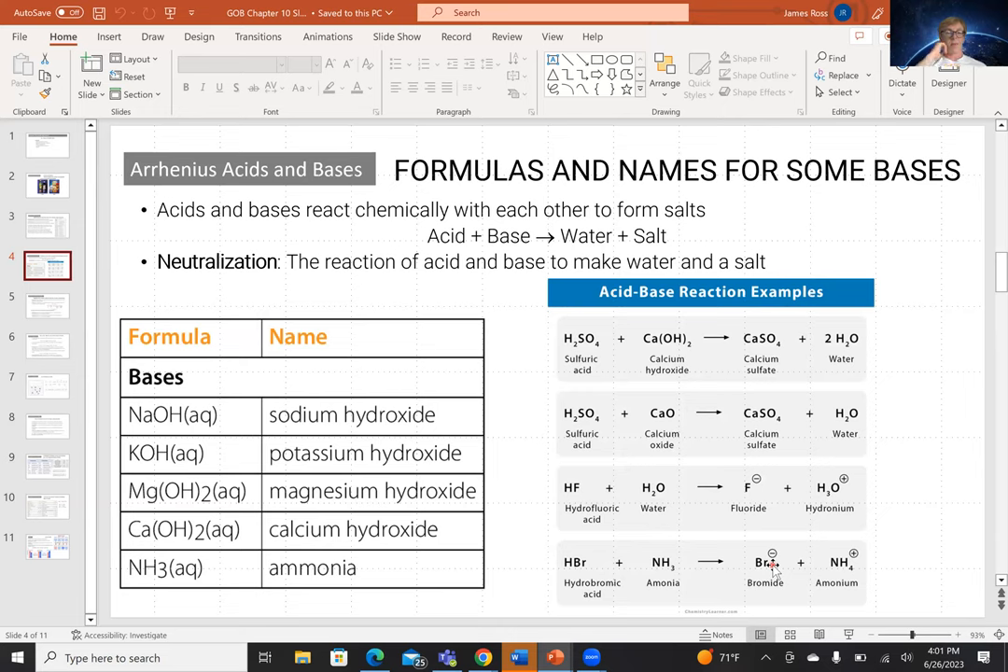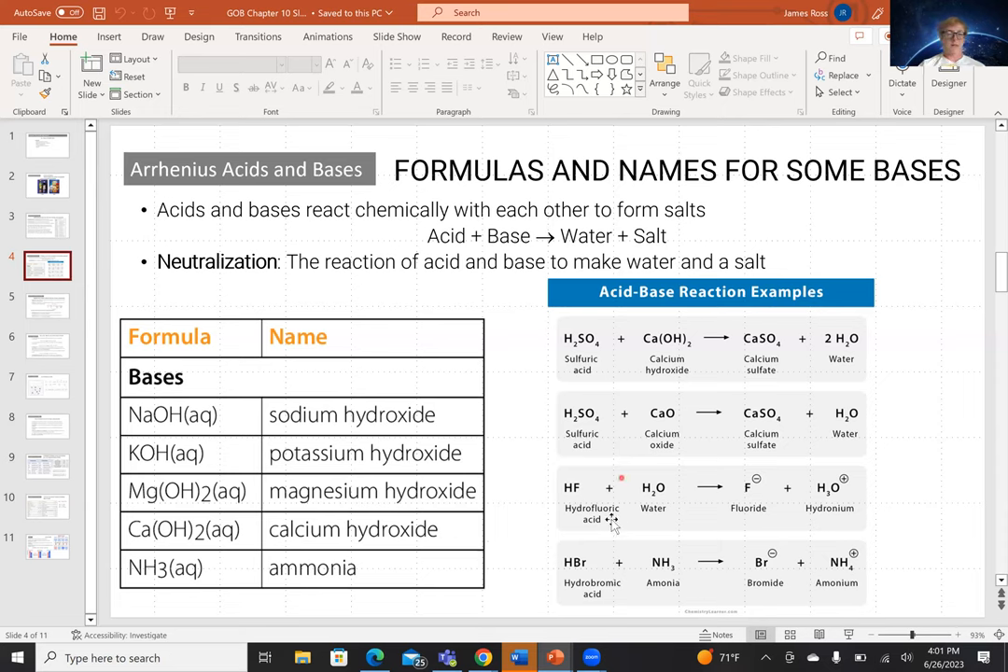Here are some examples of bases. Now, at least Arrhenius bases generate hydroxide ions in solution, so they must have an anion that's hydroxide. Here, sodium hydroxide, potassium hydroxide, magnesium hydroxide, calcium hydroxide, they all contain hydroxide. And then someone goes and throws in ammonia. Is ammonia an Arrhenius base? Yes, we don't have to contain OH minus, we just have to generate it in solution. So ammonia, if you put it in solution, will generate hydroxide.